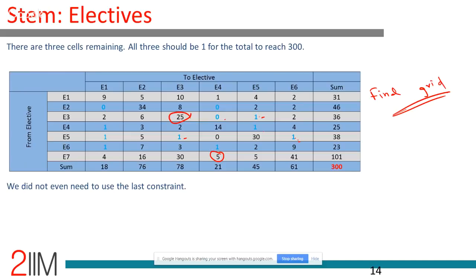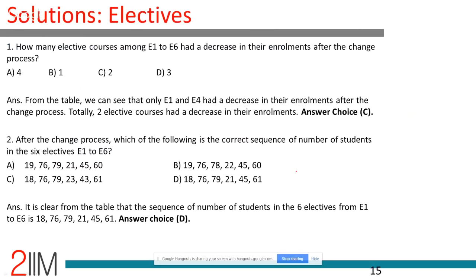E1 had a decrease from 31, it goes to 18. So E1 had a decrease. E2, 46 to 76, that's an increase. E3, 36 to 78, that's an increase. 25 to 21, E4 had a decrease. E5, 38 to 45, that's an increase. E6, 23 to 61, that is an increase. How many had a decrease? E7 also decreased, but from E1 to E6, 2 of these declined, E1 and E4.